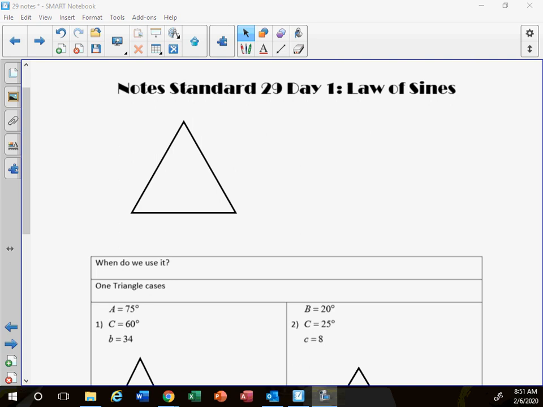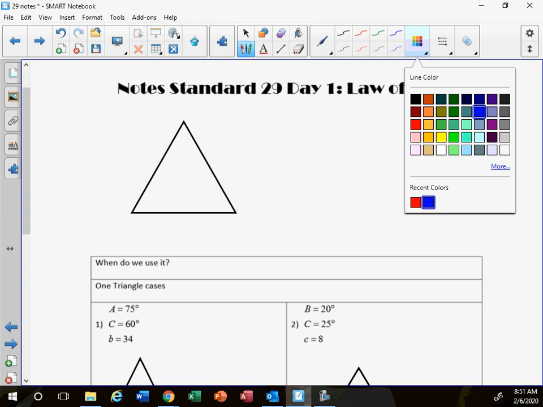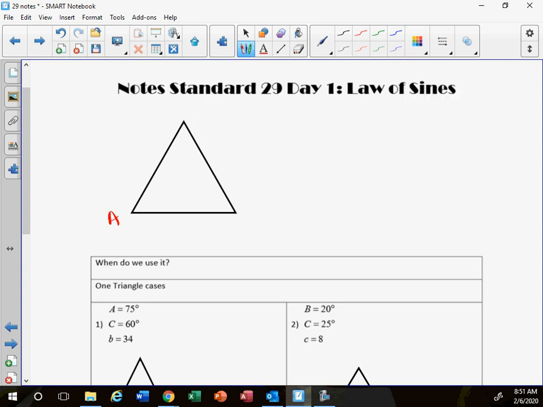All right, guys, so standard 29 day one. Go ahead and draw me a lovely looking triangle like this. It does not need to be equilateral, anything like that. It's not a right triangle, okay? And we are going to put some labels on this triangle: A, B, C.